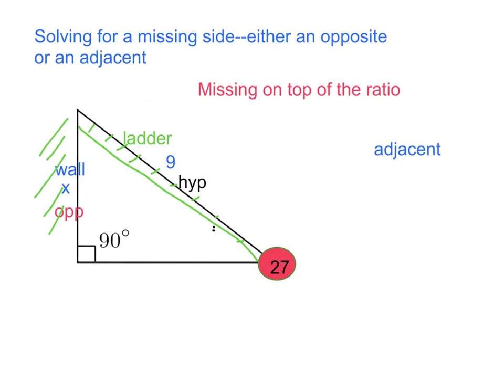So, going back to basics, we have to ask ourselves, what ratio uses opposite and the hypotenuse? Well, we know the first ratio uses that. So it's the sine, in this case of 27 degrees, equals the opposite. But remember, we don't know what the opposite is, so we could call that x. And we know that the ladder is 9 units, could be 9 feet, 9 meters high.